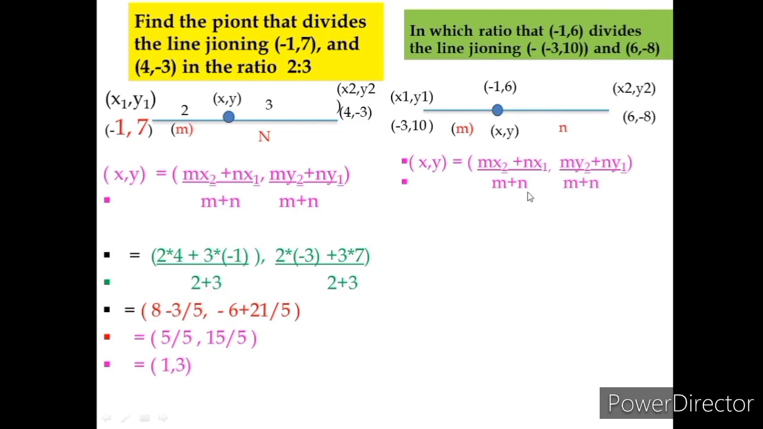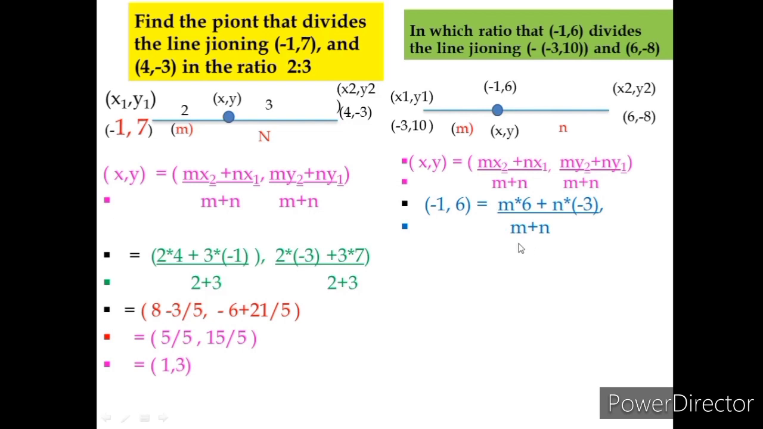Similarly, you have to write down the formula. You have to substitute the relevant values using this figure, in this formula only. Therefore, x comma y, that is the point of division, minus 1 comma 6 is equal to m, which is unknown, so take m as it is, times x2 means 6, plus n, which is unknown, take it as it is, times x1 means minus 3, by m plus n. M is unknown, n is unknown, therefore you have to write m plus n.